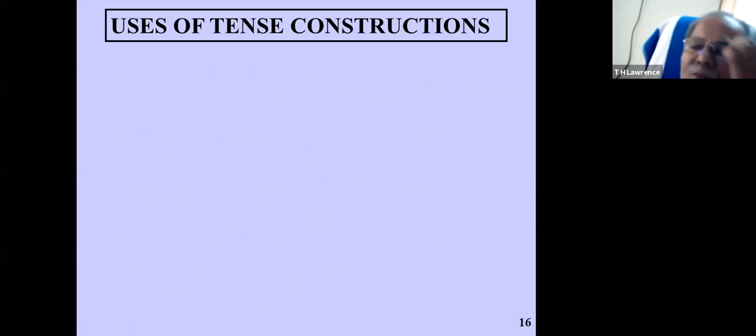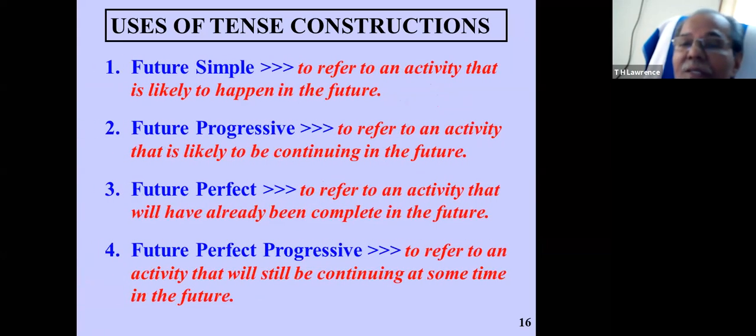Now, let's go to the third type, that is future. Future simple is used to refer to an activity that is likely to happen in the future. See, "I'll go to Hyderabad tomorrow," you said. That's likely to happen in the future. But at the same time, I say that I am going to Hyderabad tomorrow. That is more certain. It is almost a scheduled activity.